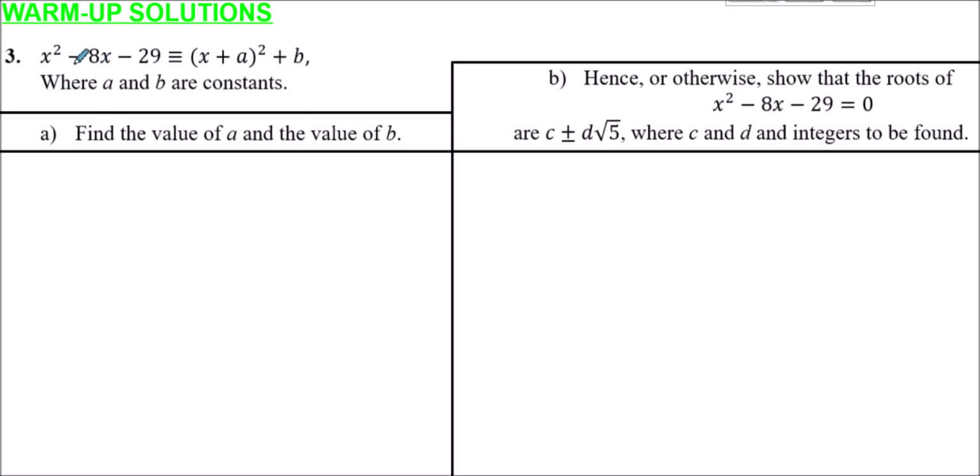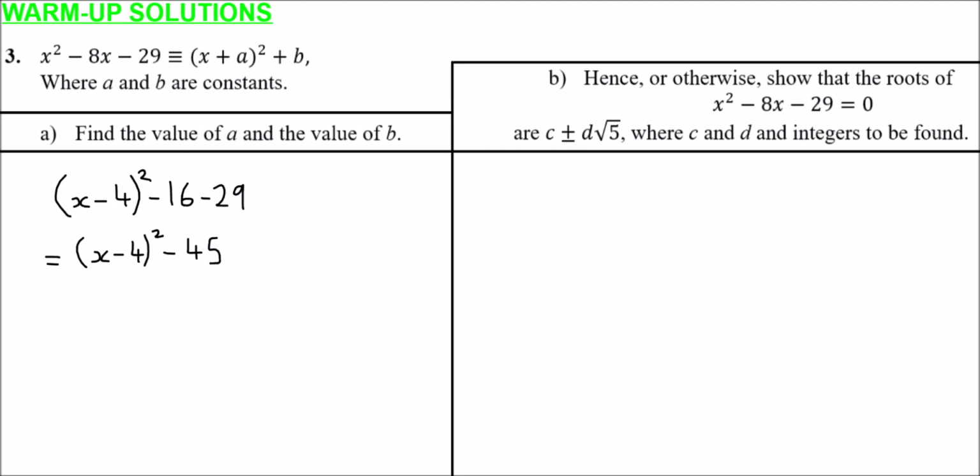So x squared minus 8x. In the brackets we'd put x, and the minus 8 we can rewrite as minus 4. Remember, we always half the coefficient of the x, and square this, and subtract off the minus 4 all squared. Minus 4 all squared is positive 16, so we subtract away 16, then minus off 29. Then neaten this up, we get x minus 4 all squared, minus 16 minus 29 overall is negative 45.